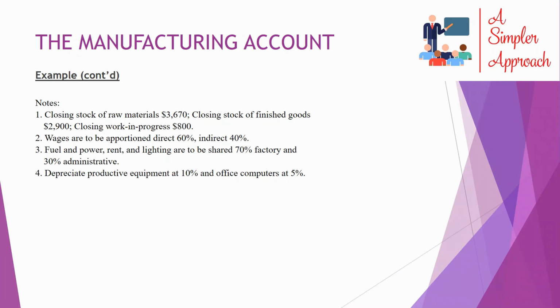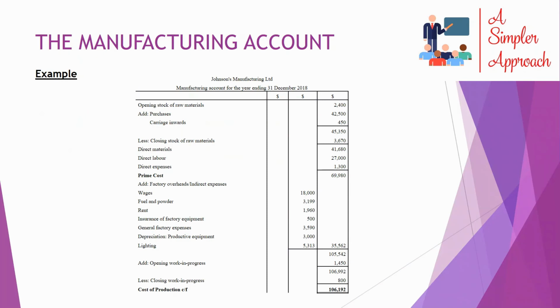When the manufacturing account has been prepared, it will look something like this. Let's break this down, shall we? Opening stock of raw materials 2,400. Then we add our purchases and our carriage inwards. Add all of that together, we get 45,350. Now bear in mind that there were two other things in the outline: returns outwards and goods drawings.